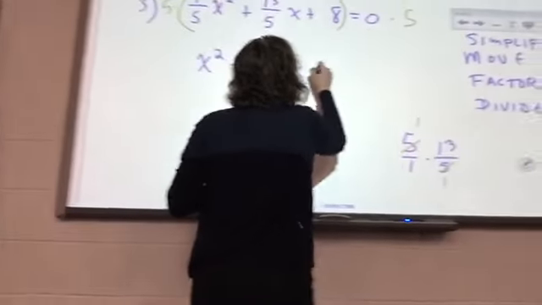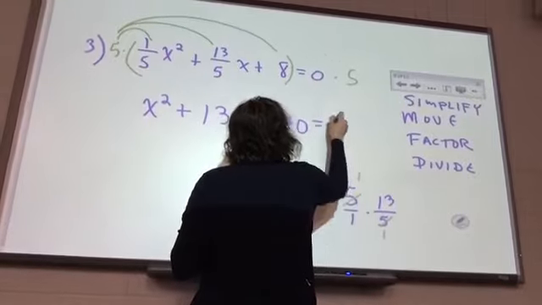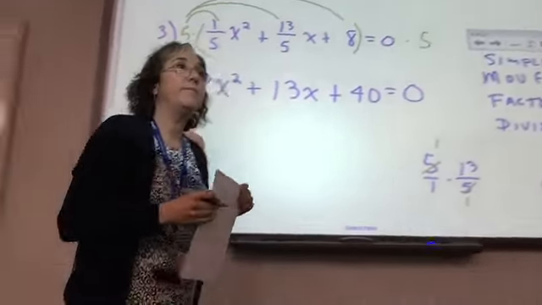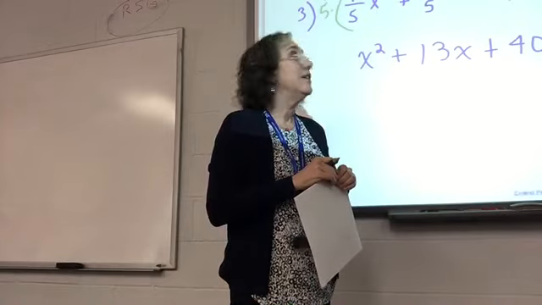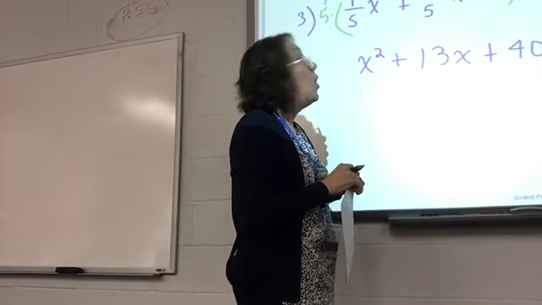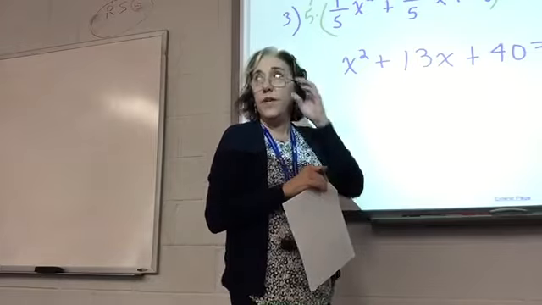Equals 0. Yes, ma'am. I get it now. So you do 5 times 8 because it doesn't have a 5 under it. So that's why. Right. Exactly. That's it.